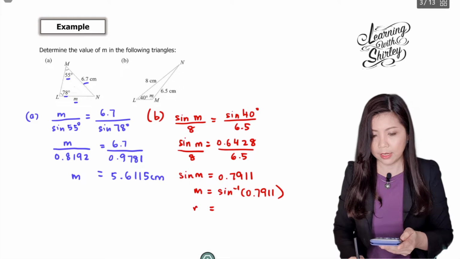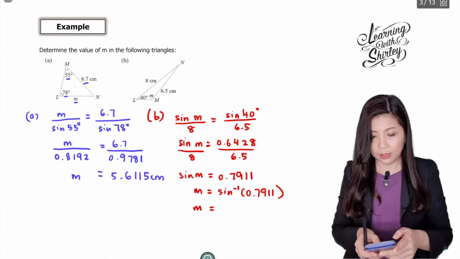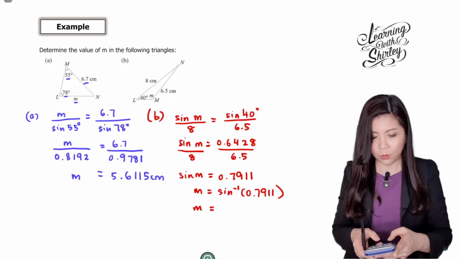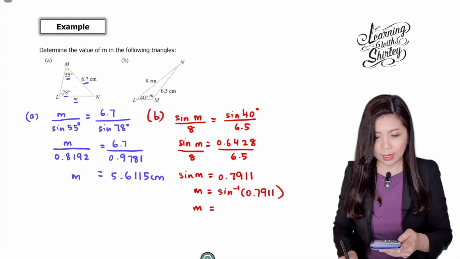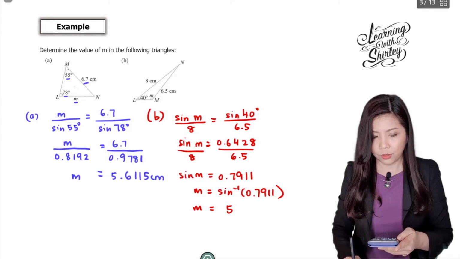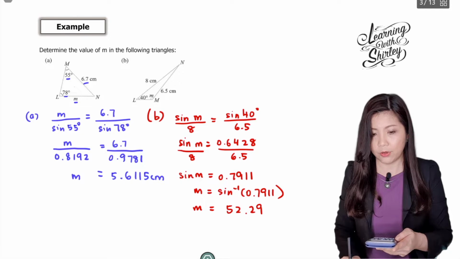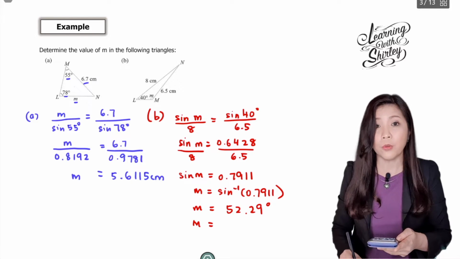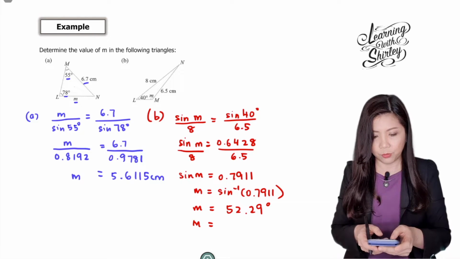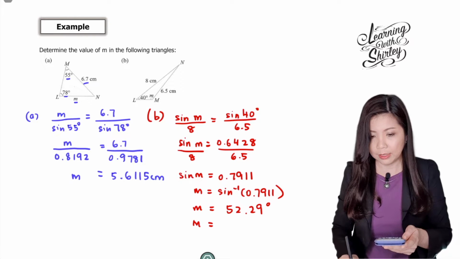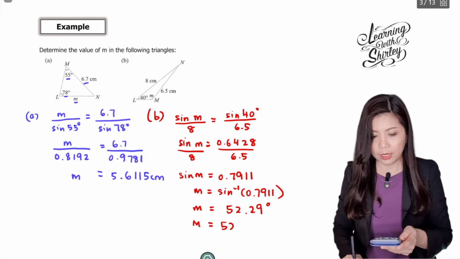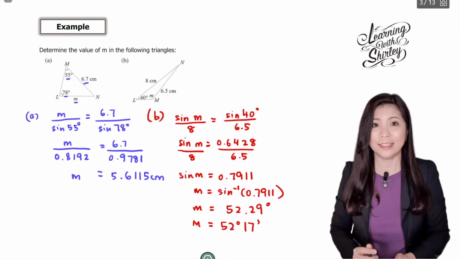Let's calculate this. Shift sine of 0.7911, so we'll get the answer as 52.29 degrees. If I want to change to degrees and minutes, I just need to press the dot, comma, comma button. So we'll get 52 degrees and 17 minutes. So that's the answer.